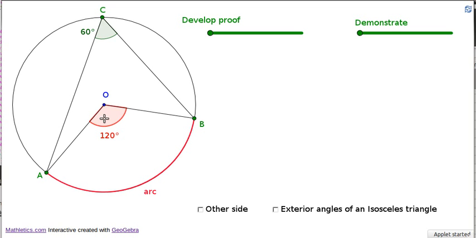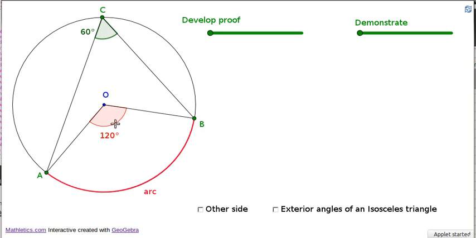This angle here is subtended at the center and stands on the arc. I think of "subtends" as meaning where the pointy bit is. So this angle, the pointy bit's at the center and it stands on the arc, and this angle here, the pointy bit's on the circumference, so it's subtended at the circumference and it stands on the same arc.